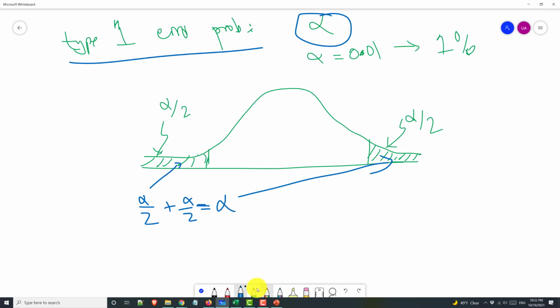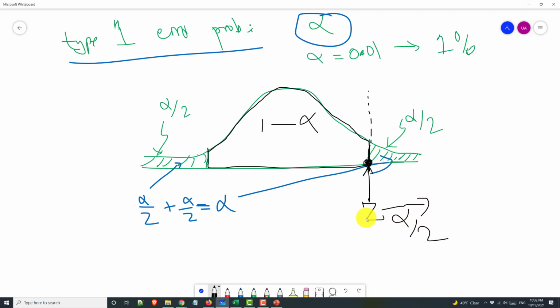If the 2 tails each have area alpha over 2, then what's the area in the middle region right here? Well, total probability is always 1, so this area is just 1 minus alpha. We want to find the z-value such that the probability to the right of z is alpha over 2. So what is the probability to the left of z all the way to the end? Well, that's just 1 minus alpha over 2.